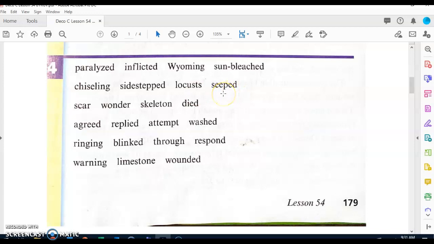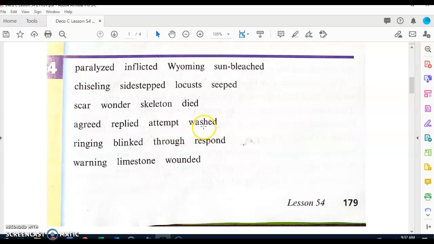Next word. What word? Locals. Next word. What word? Seeped. Next word. What word? Scar. Next word. What word? Wonder. Next word. What word? Skeleton. Next word. What word? Died. Next word. What word? Agreed. Next word. What word? Replied.